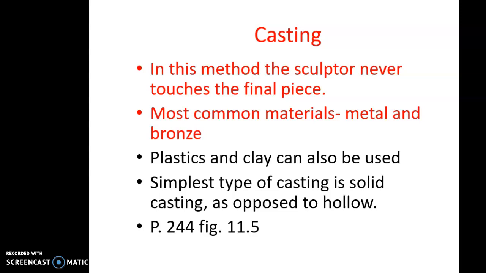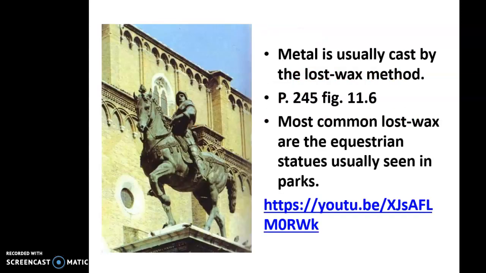a casted sculpture. Now, generally when we think of some of these castings, we know that, of course, metal is usually what is cast, but metal is also what is cast into what is called a lost wax method. I want you to take a look at the process of the lost wax method on page 245, figure 11.6 in your text. Now, the most common lost wax sculptures are the equestrian statues that we usually see in parks and things like that.